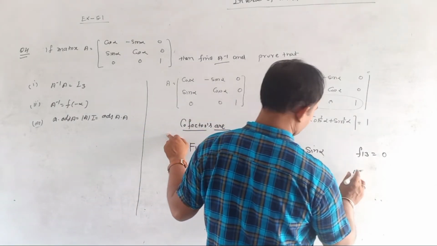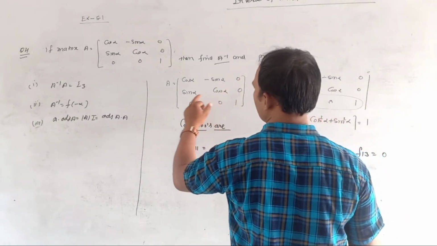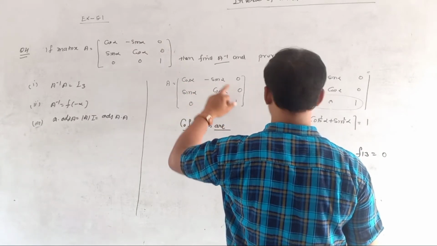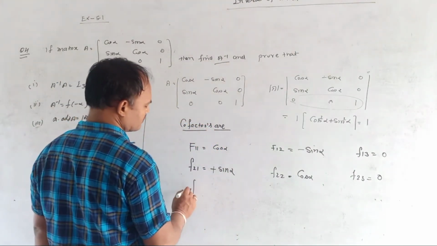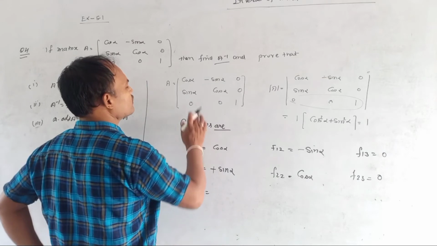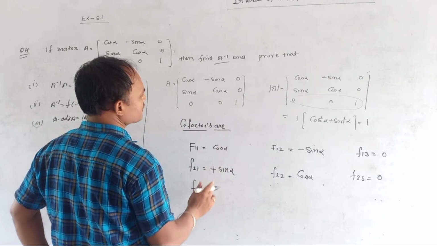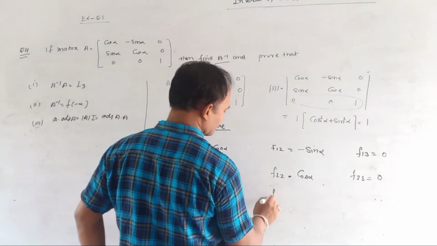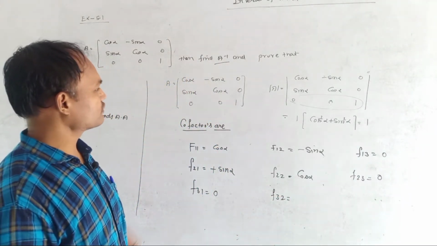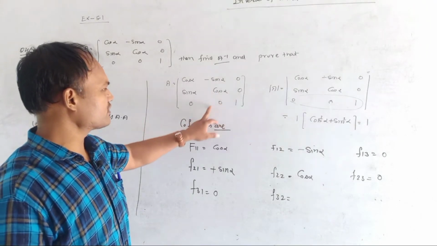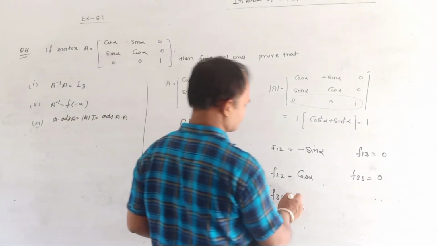What about here? f23: we find with respect to this, so this and this are removed, so the remaining part is cos alpha into 0 and 0 minus sin alpha, so we can say that it is 0. Okay, what is f31? We find with respect to this, and this is removed, so it is sin alpha into 0 and cos alpha into 0, so it is 0. Okay, what is f32? We find with respect to this, so this and this are removed, so it is cos alpha into 0 and sin alpha into 0, so it is 0.